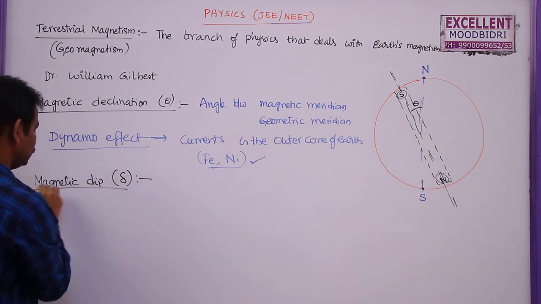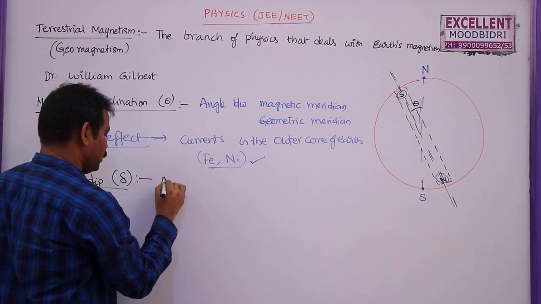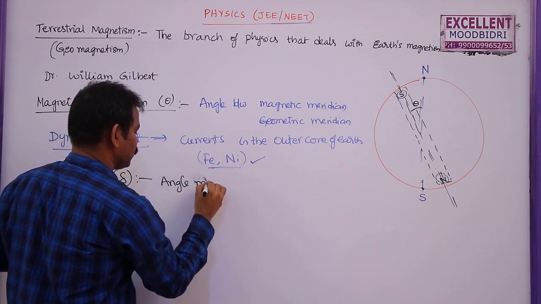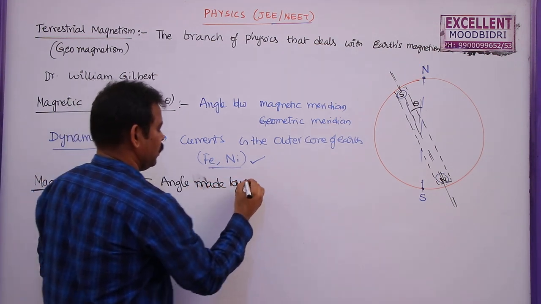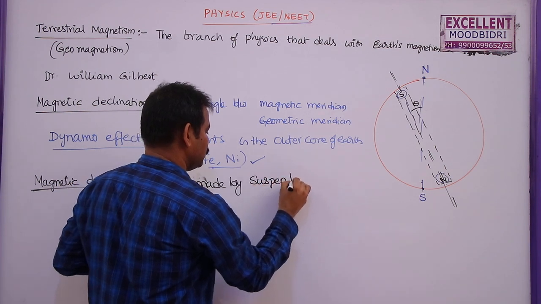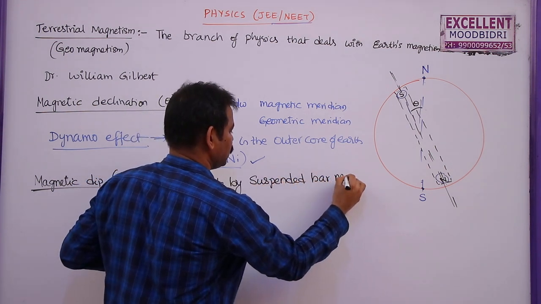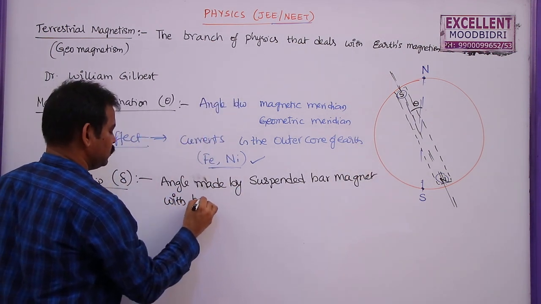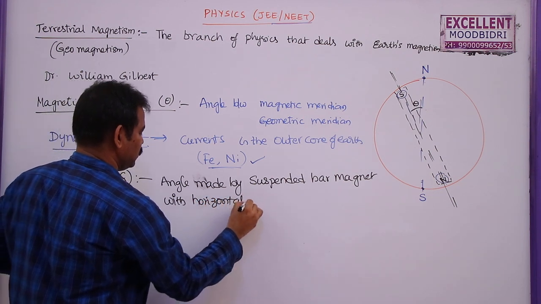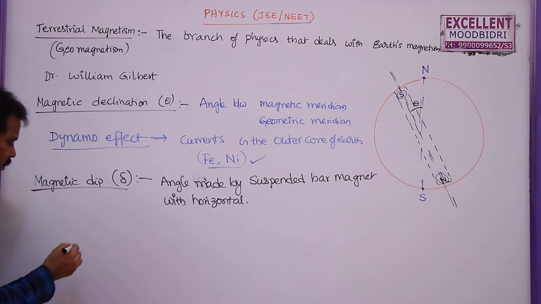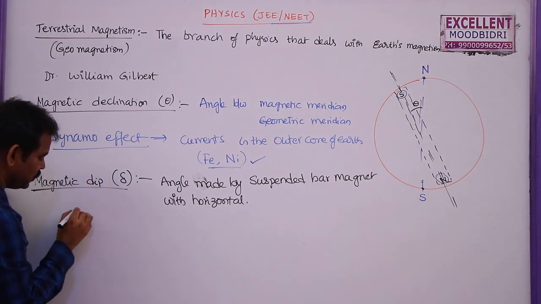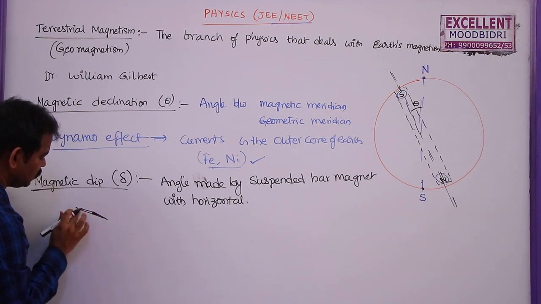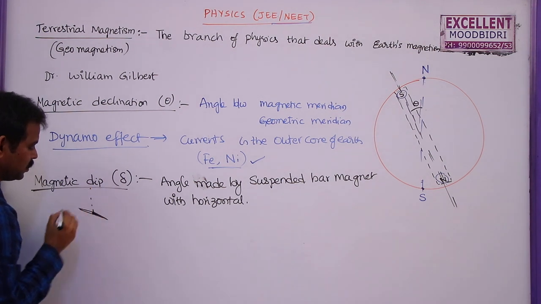Dip (δ) is defined as the angle made by a suspended bar magnet with the horizontal, and it is known as magnetic dip. Let us say a small bar magnet is suspended here. So this is a small bar magnet which is suspended like this.